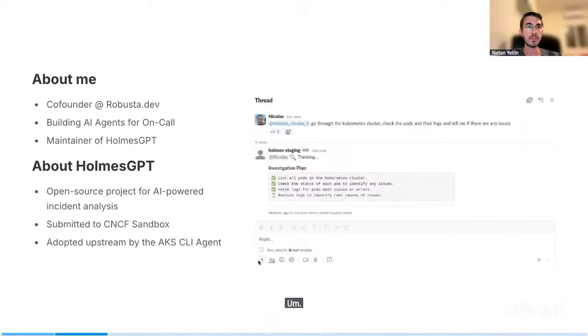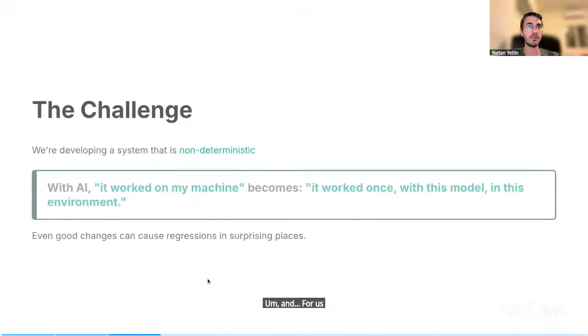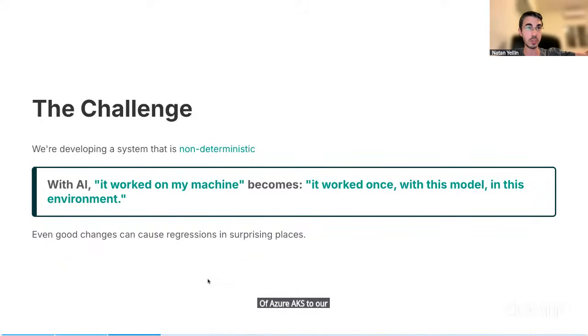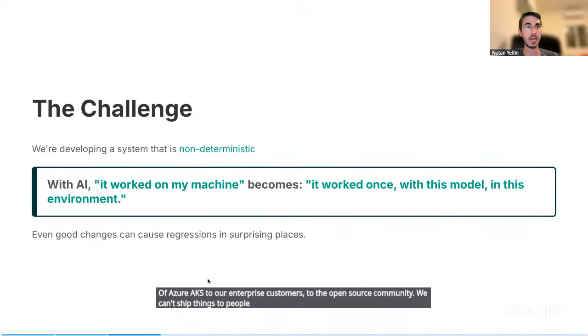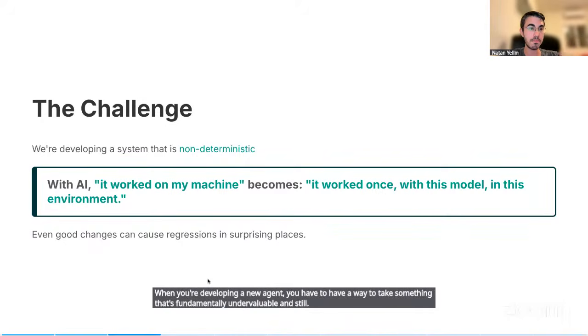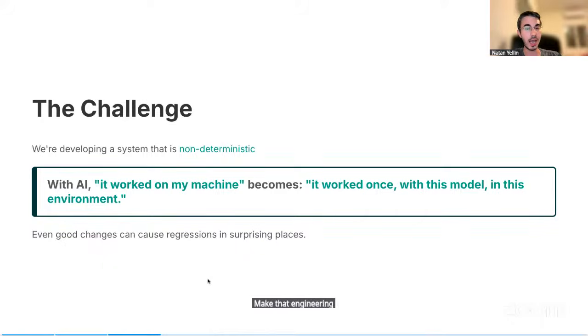And for us, this is really important because we're building an AI agent and we can't ship something to our customers, to our partners, upstream customers, meaning customers of Azure AKS, to our enterprise customers, or the open source community, and then say, okay, well, it worked on my machine, now you're trying on yours and it doesn't work. So when you're developing an AI agent, you have to have a way to take something that's fundamentally unreliable and still make that engineering and not voodoo. So that's what the talk today is about.